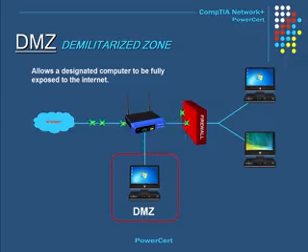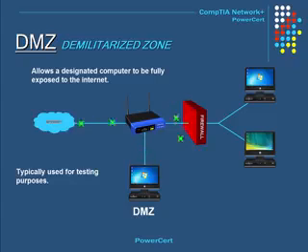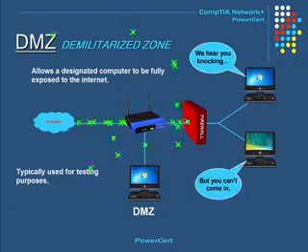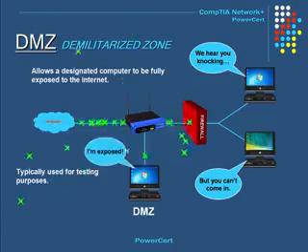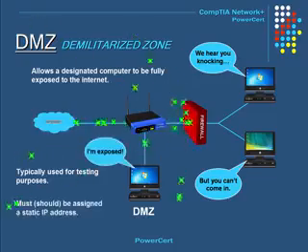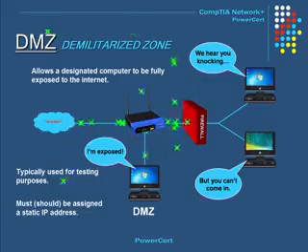The DMZ is typically used for testing purposes. So if you just set up a computer that you want to be accessed from the internet, and you're having a problem configuring the firewall and applications so that it can be accessed, you can simply bypass all firewall security and put the computer in the DMZ temporarily to make sure everything is working until you can pinpoint the problem you are having, such as a firewall setting. It's also important to note that the DMZ computer must be assigned a static IP address and not automatically from a DHCP server.